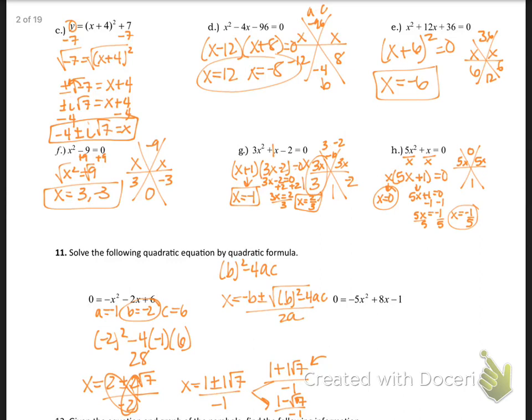Okay? My next one here, so I've got a, b, c. So b squared minus 4 times a times c, which is 44. So x is equal to opposite b, so negative 8, plus or minus the square root of 44 all over 2 times a. So that gives me 2 times a down here. I'm going to put negative 10.